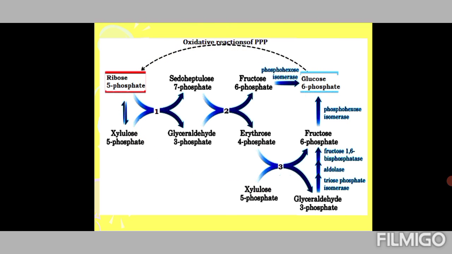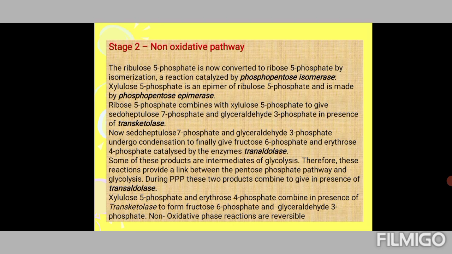We always have to trace the carbon number here. So while we learn this non-oxidative pathway, we have to trace the carbon numbers also, so as to remember this process more easily. This is the illustration. You can pause it. We have already discussed the non-oxidative pathway.